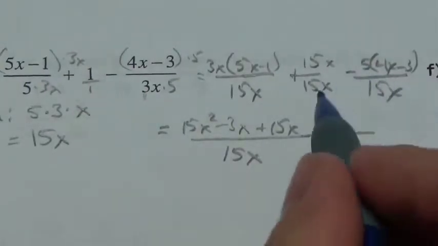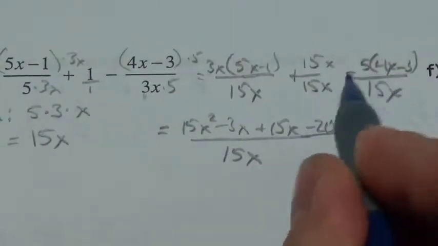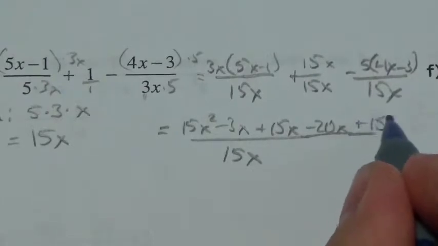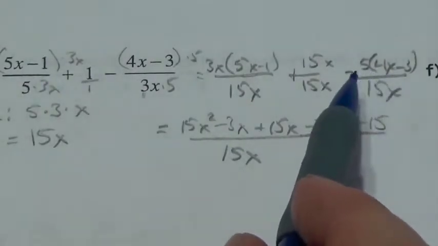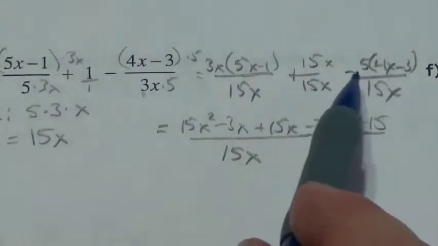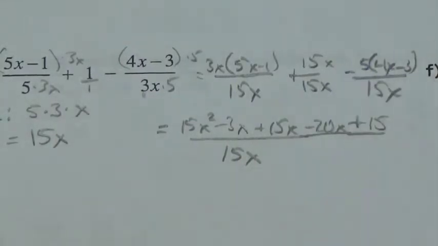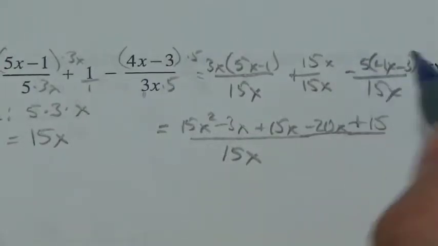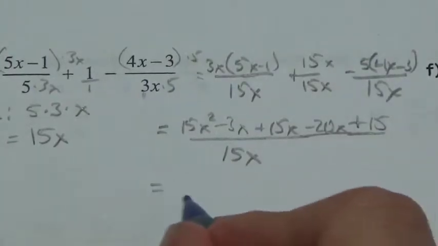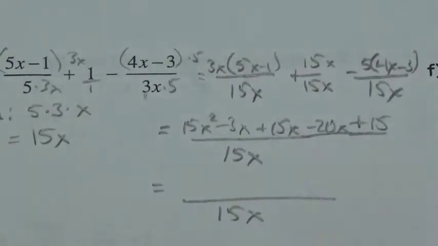And now I'm going to distribute that negative 5 through. So negative 20x, and be really careful about this, plus 15. It's going to be very tempting for some people to put the wrong sign there, but that negative sits out front here. And essentially, to make that a little easier on myself, I can think of that as negative 5 being distributed through. This is all over 15x.